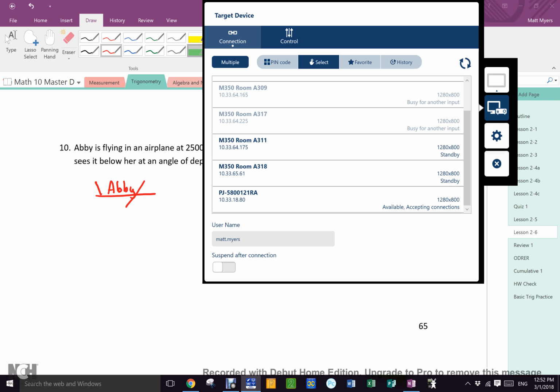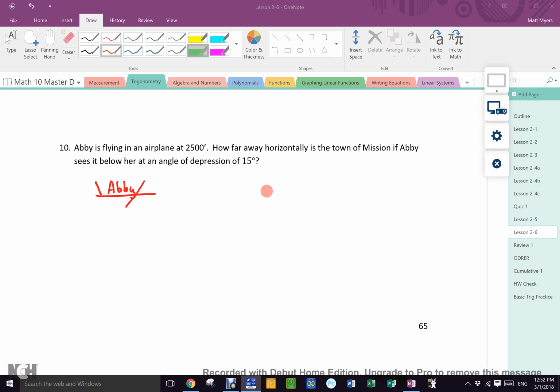Now, this is a prime example of when you lawyer ball yourself out of how to do work. The questions are not written to fool you. The questions are written so you can do trig. Take the easiest possible interpretation of a question, because that's what I mean. Abby is flying in an airplane at 2,500 feet. When you fly, you are up in the air. How far up in the air? 2,500 feet. Now I need a triangle, don't I? Yes?